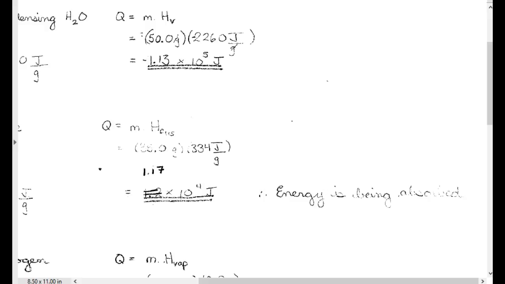So, how are you going to take 1.17 times 10 exponent 4 joules and turn that into kilojoules? You need to find kilojoules. You have joules. There are 1,000 joules in 1 kilojoule. That means you have 1.17 times 10, or 1.17 times 10 exponent 1.